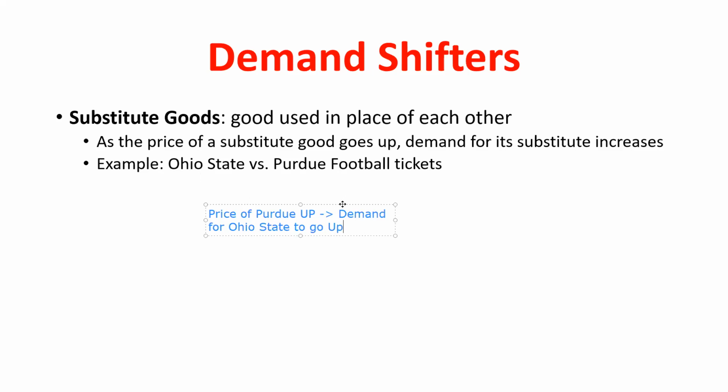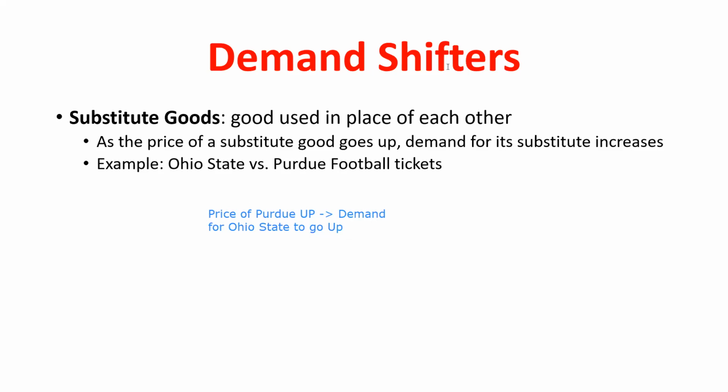Okay? And we have to be a little bit careful here, because now we're talking about the price change of other goods. What if I'm thinking about the demand for Ohio State football tickets? What happens if the price of Ohio State football tickets goes up or down? Do I see an increase in demand, decrease in demand, or something else? If I see a change in the price of Ohio State football tickets, the demand for Ohio State football tickets does what?